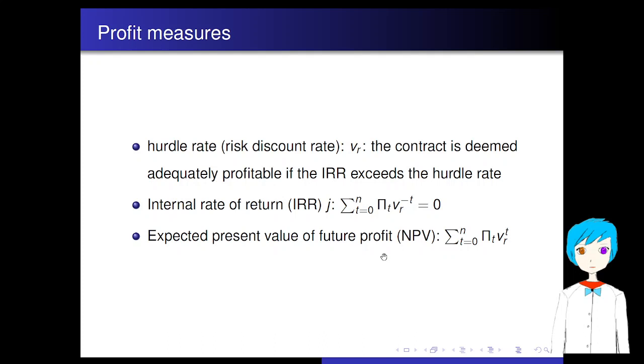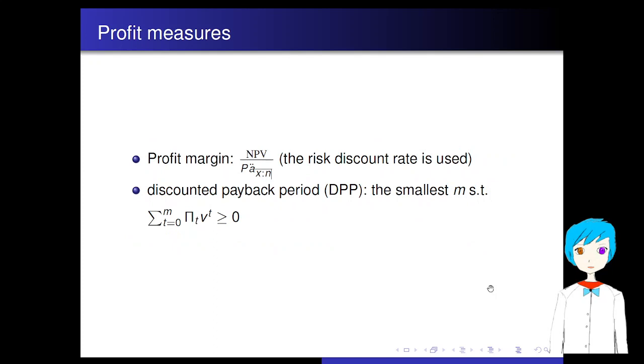We also have the discounted payback period. It is the smallest integer m such that the summation of pi_t times v_R to the power t is larger than or equal to 0. So it's the minimum year for the insurance company to reach the break-even point, because we know that at the beginning of the policy, the insurance company is always losing money as a result of the initial expense. So we need a certain period of time to reach the break-even point, and after that the insurance company can typically make a profit out of this policy.